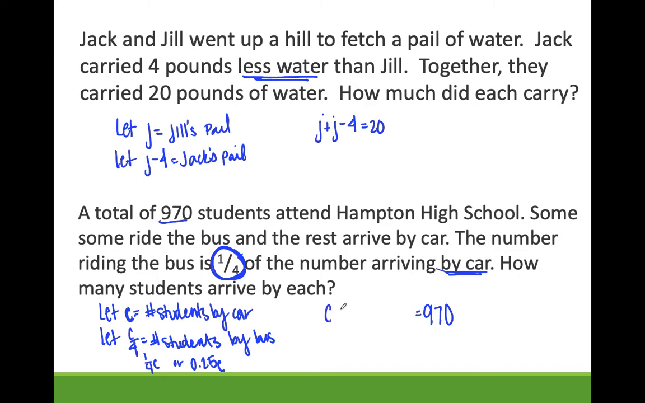So the one that I wrote for this is C plus C divided by 4 equals 970. I would say this one is probably easier to write as 1/4, because then when you do 1C plus 1/4 C, you get 1 and 1/4. Actually, a decimal would be the easiest. If you did 1.25, that would be fine.